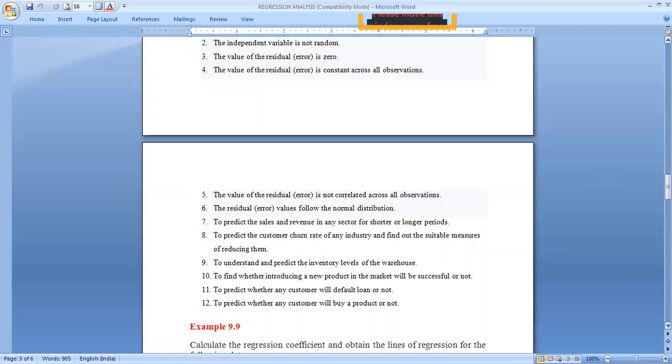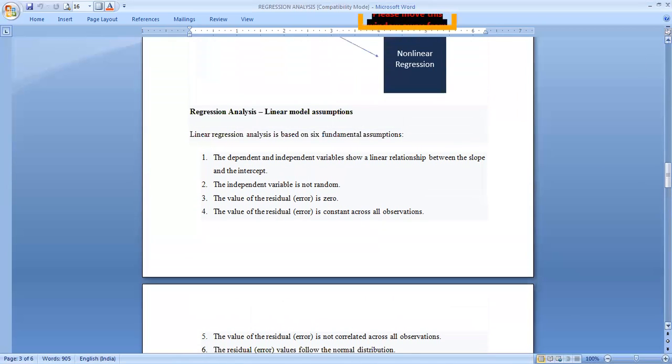So these are some assumptions taken in the linear regression model, and these are very important assumptions for linear regression analysis. We see these assumptions one by one. One is that the dependent and the independent variables show a linear relationship between the slope and the intercept. The independent variable is not random, and the value of the residual error is zero. The value of the residual or the error is constant across all the observations.